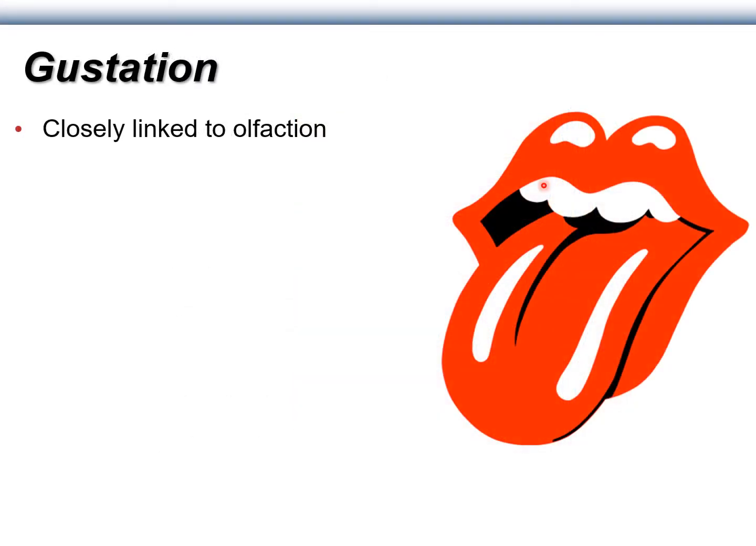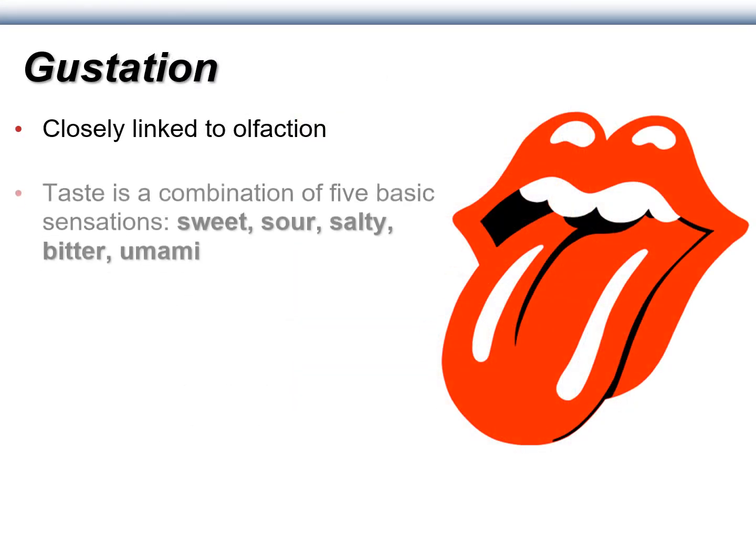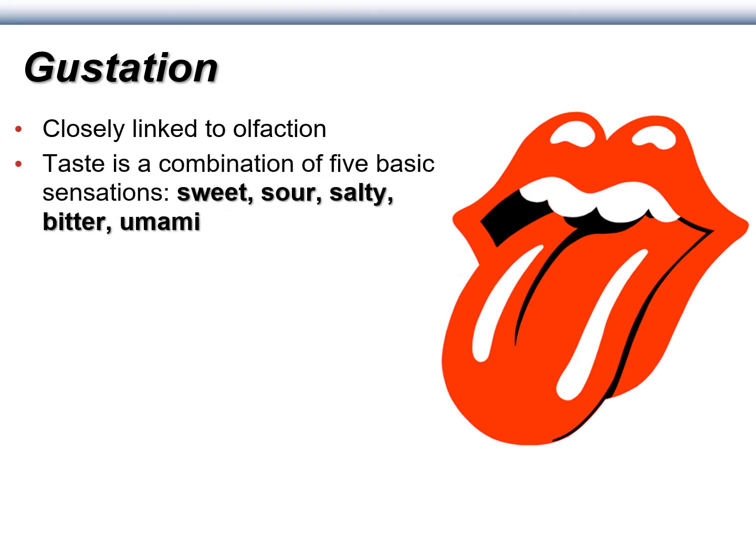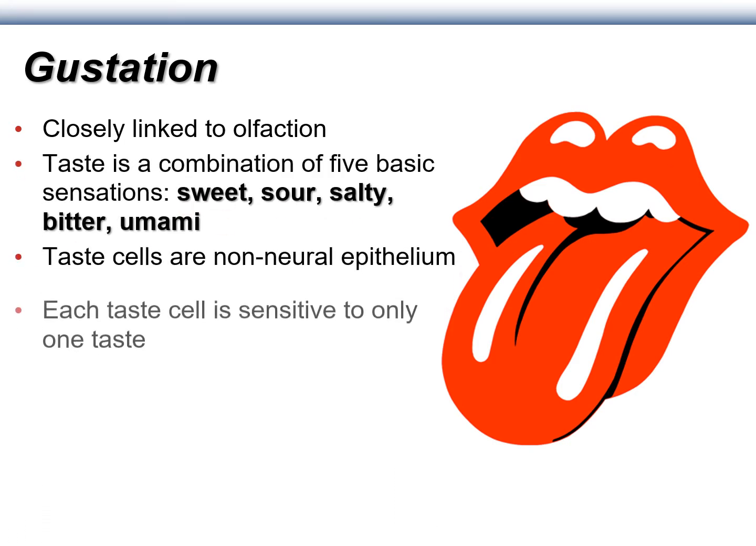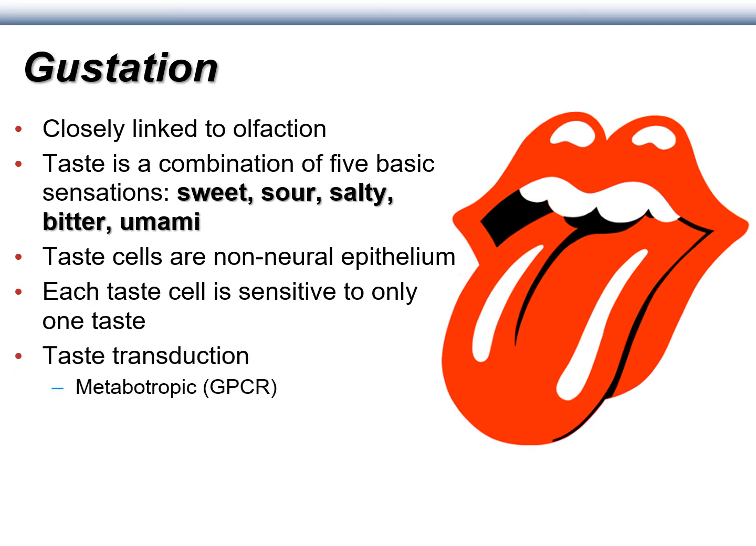When it comes to taste, it turns out that we have 5 major tastes, but these are also metabotropic. They are GPCRs, like mentioned in the olfactory system. What's interesting about gustation that is a little bit different than the other ones is that a lot of the other ones are believed to be neuronal in nature. In the case of gustation, it is actually non-neural epithelium that are our taste receptors. So a little bit of a deviation here.